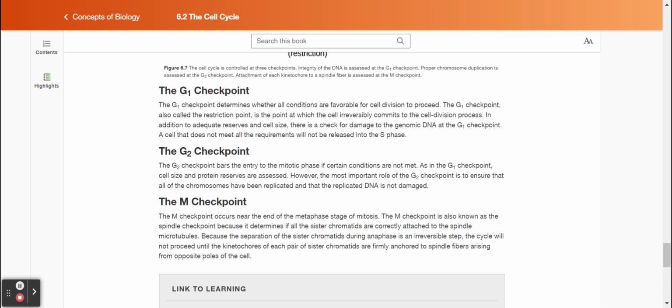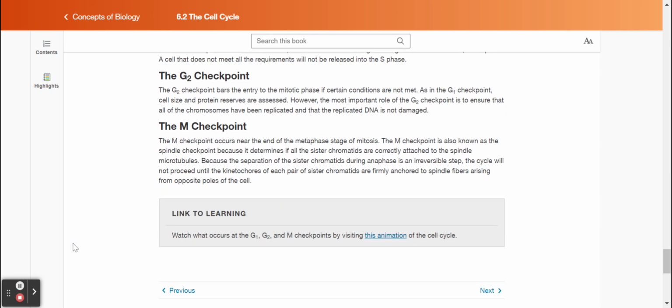The M checkpoint. The M checkpoint occurs near the end of the metaphase stage of mitosis. The M checkpoint is also known as the spindle checkpoint because it determines if all of the sister chromatids are correctly attached to the spindle microtubules. Because the separation of the sister chromatids during anaphase is an irreversible step, the cycle will not proceed until the kinetochores of each pair of sister chromatids are firmly anchored to spindle fibers arising from opposite poles of the cell.